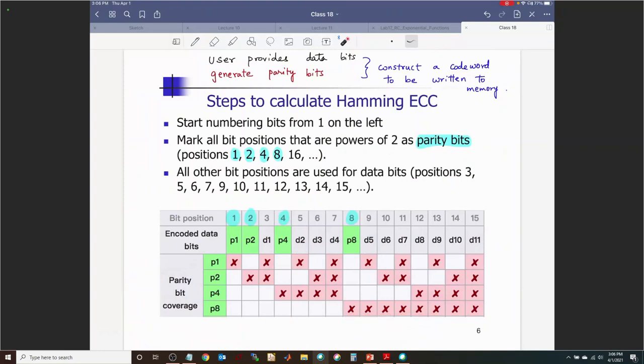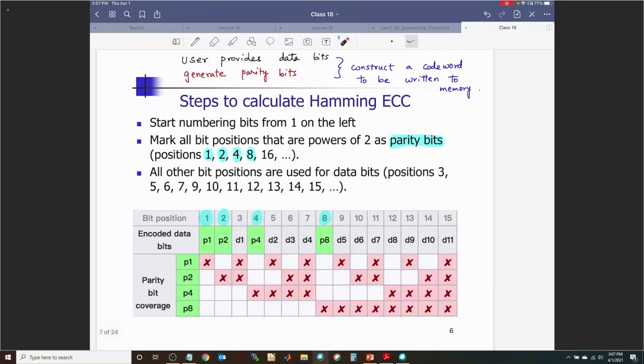And by doing this, each data bit is being covered by at least 2 redundant parity bits. As you can see, D1 is covered by 2 parity bits, D2 2 parity bits, D3 2 parity bits, D4 3 parity bits, and so on. So at least 2 parity bits are being used to cover each data bit. All right, let's talk more about this.